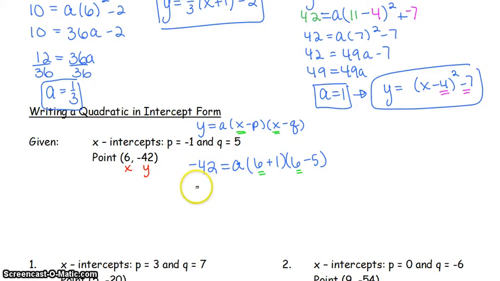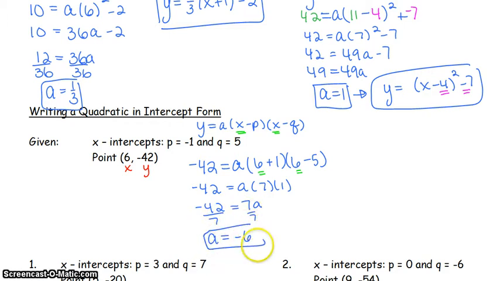Again, following order of operations, we do parentheses first. So 6 plus 1 is 7. 6 minus 5 is 1. On the right-hand side, we've got 3 pieces being multiplied. And 7 times 1 gives you 7a. Divide by 7. And we find that a is equal to -6.